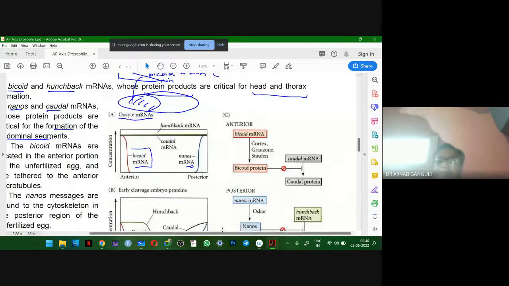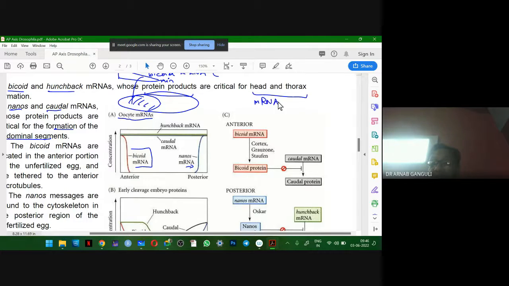That is because bicoid mRNA gets translated to form the bicoid protein. And one more thing, remember that the levels of the mRNA, not the protein, of hunchback and caudal are the same. Fine. The mRNA levels of hunchback and caudal are the same. mRNA, not the protein. The protein is actually the functional product.